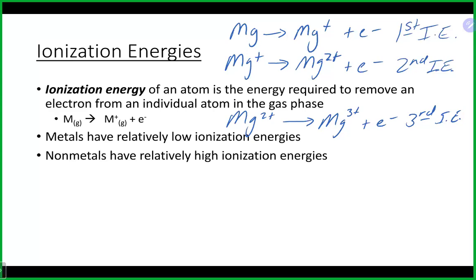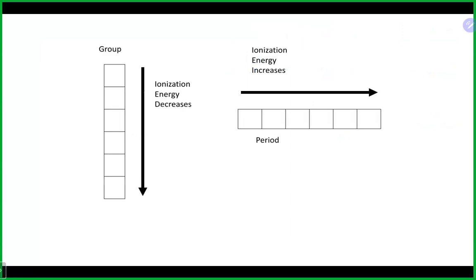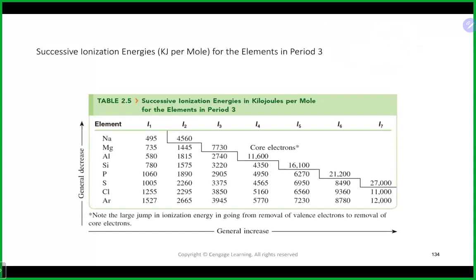So in general, the first ionization energy, when you look at the periodic table, increases as you go up and to the right and decreases as you go down. If you have a high ionization energy, you do not like to give away your electrons. It takes a lot of energy to remove them. If you have a low ionization energy, it doesn't take a lot of energy to get rid of or remove those electrons. And that's what we see here.